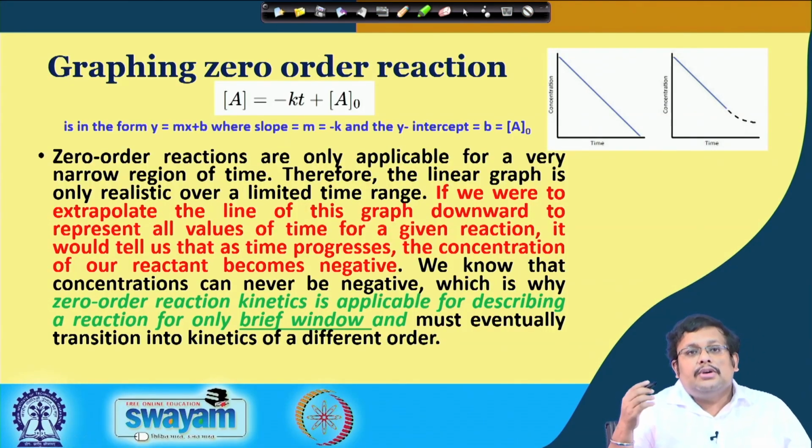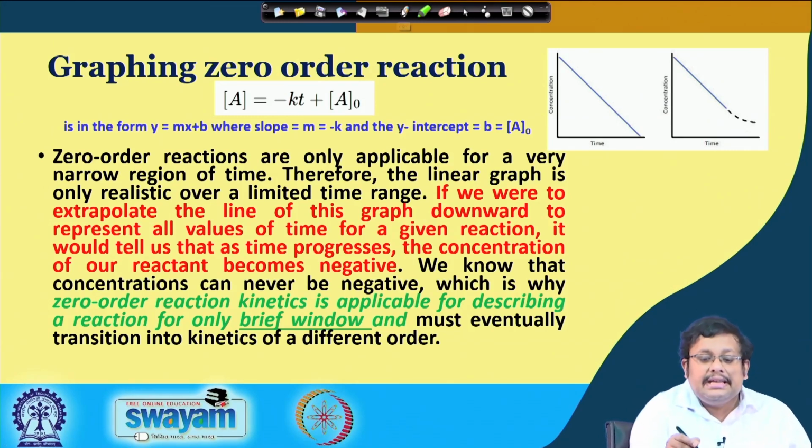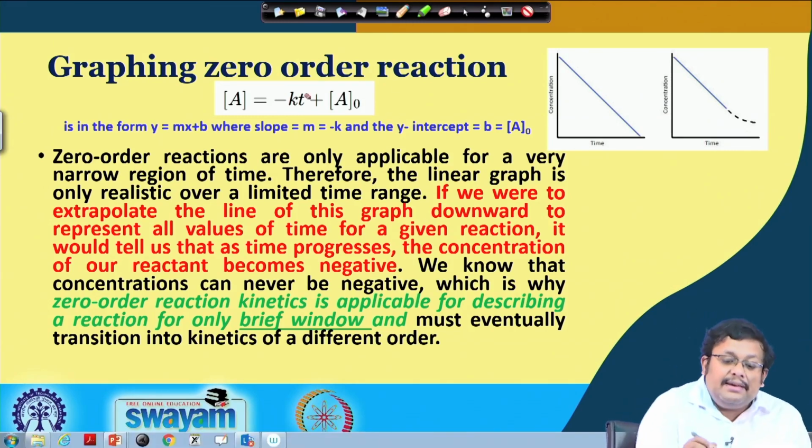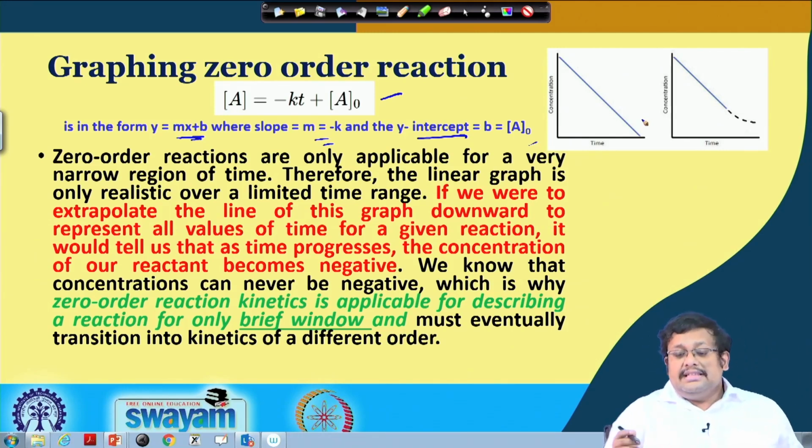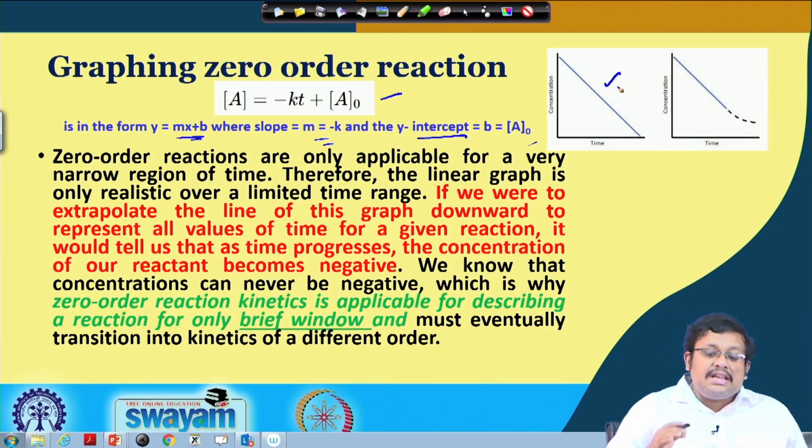Now, to graph a zero order reaction, we have already seen that the zero order reaction integral form can be expressed in terms of this equation, where we can express it in terms of y equal to mx plus b, that is the formula of a straight line, where m is equal to minus k, which is a negative slope, and y intercept b equal to [A]0, that is concentration of a reactant at time 0. You can see this is the integral graphical representation of zero order rate law. Now, one thing is clear, that zero order reactions are only applicable for a very narrow region of time.